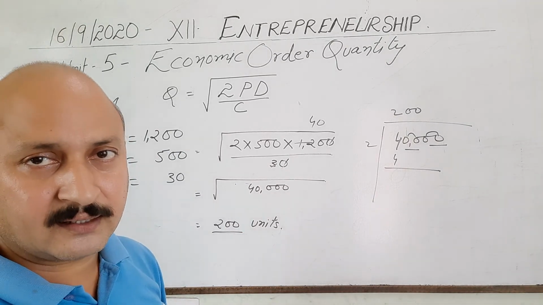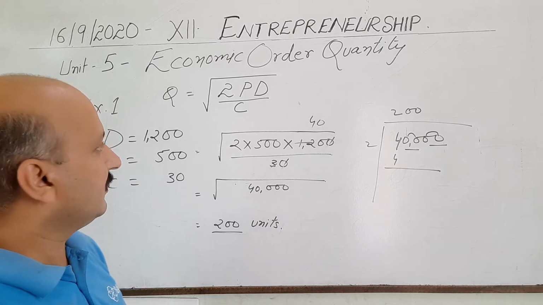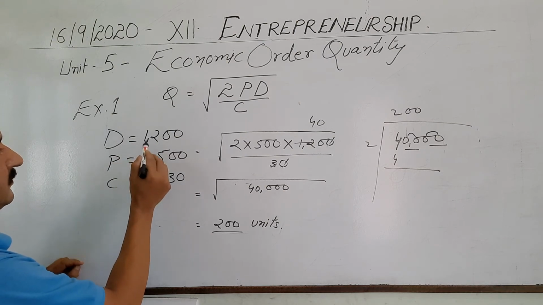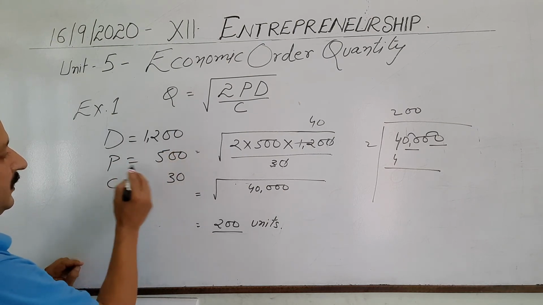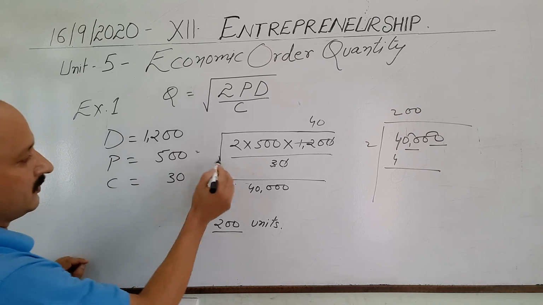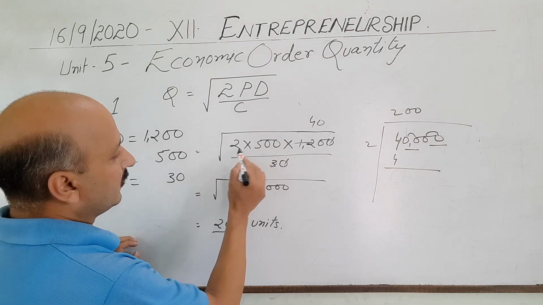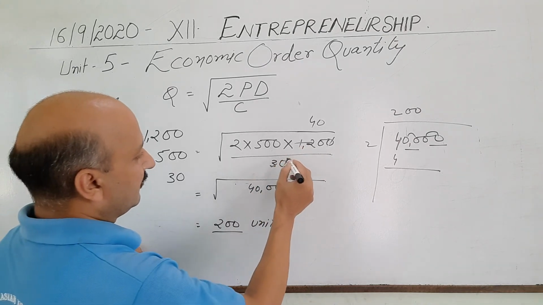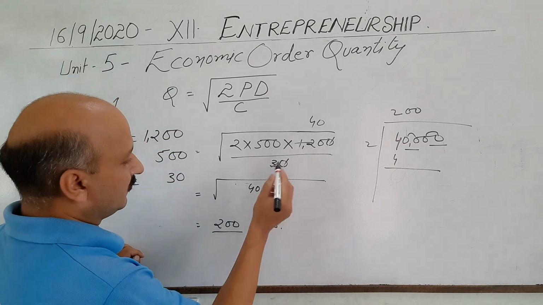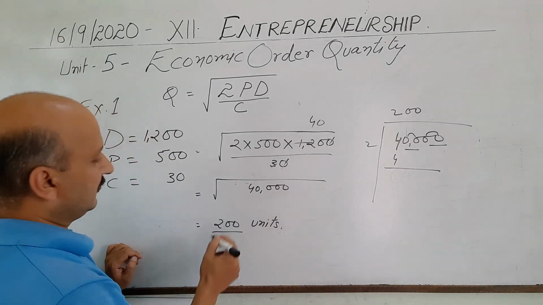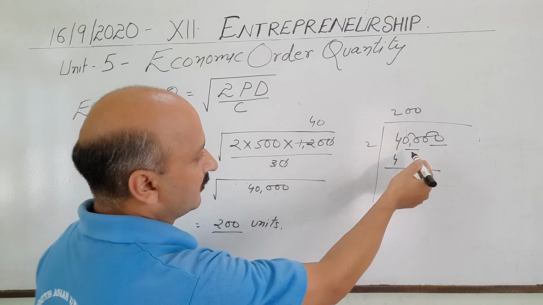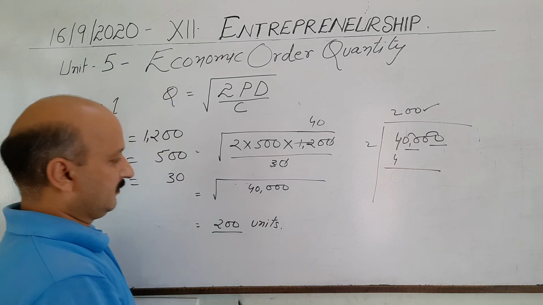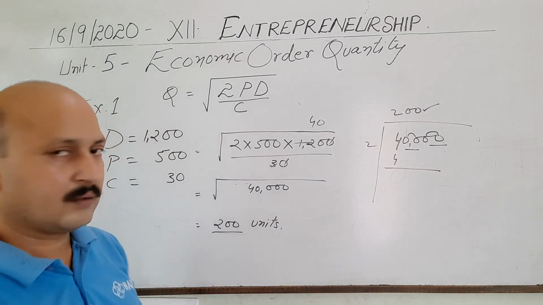I am explaining it again. You can try it again. So the formula is given in the question. 1200 is the D. P is equal to 500 and C is 30. We put the values into the formula: 2 into 500 into 1200 upon 30, and then we simplify it. So we got 40,000 under root, and we calculate the under root of 40,000, and that will arrive at 200. So you can try it. Thank you, students.